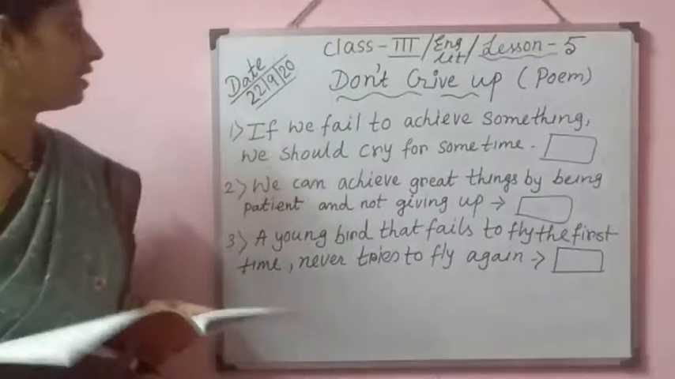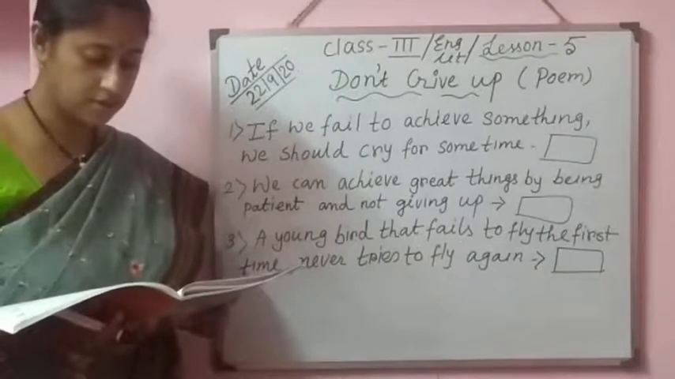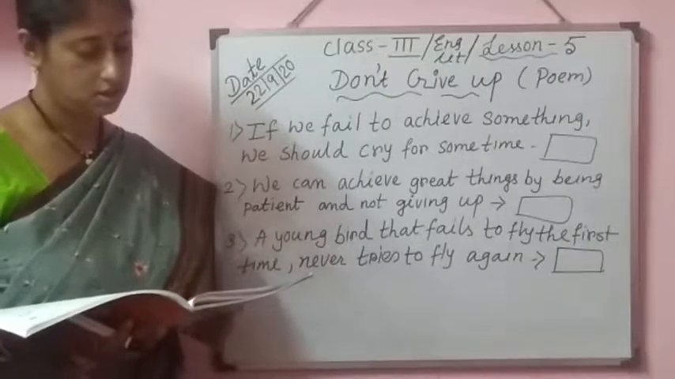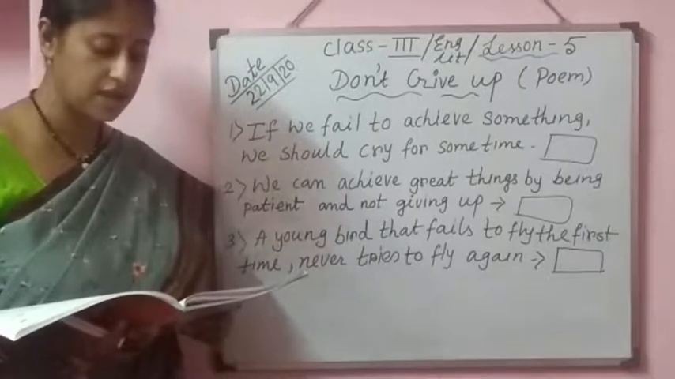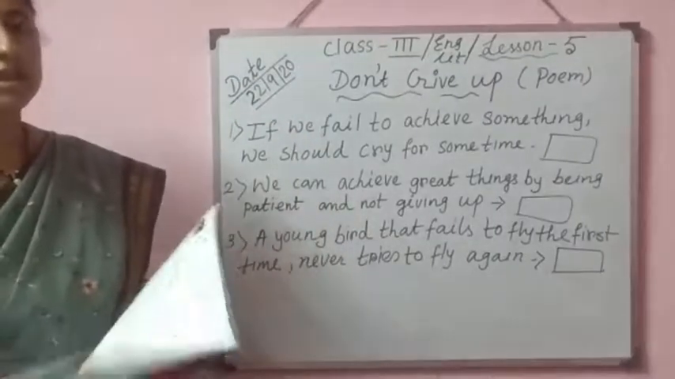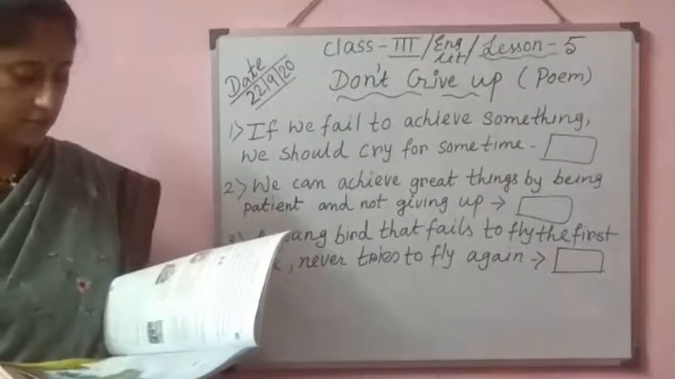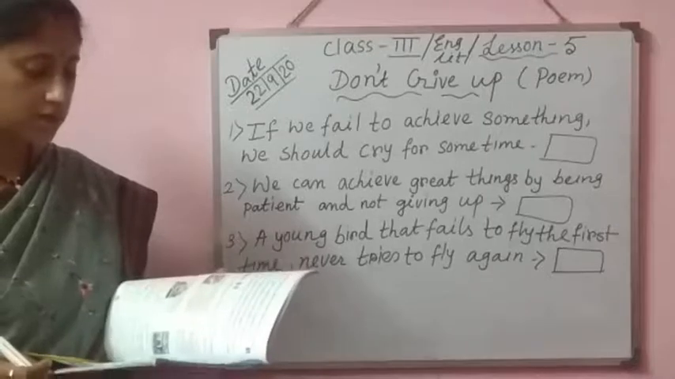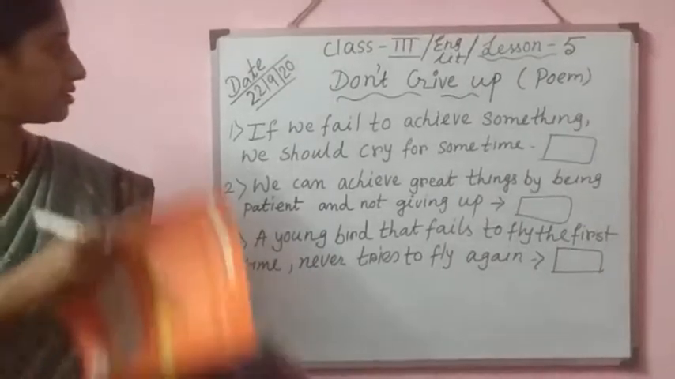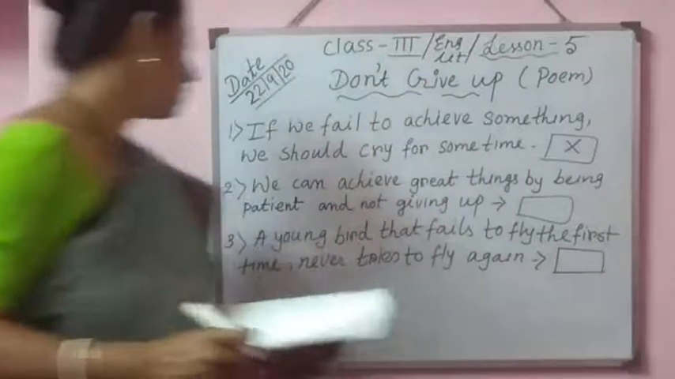Question number 1. If we fail to achieve something, we should cry for some time. This one, tick or cross? In the poem it says, "If you have tried and have not won, never stop for crying." That means do not stop and cry about it. So here the answer will be cross, which means false.